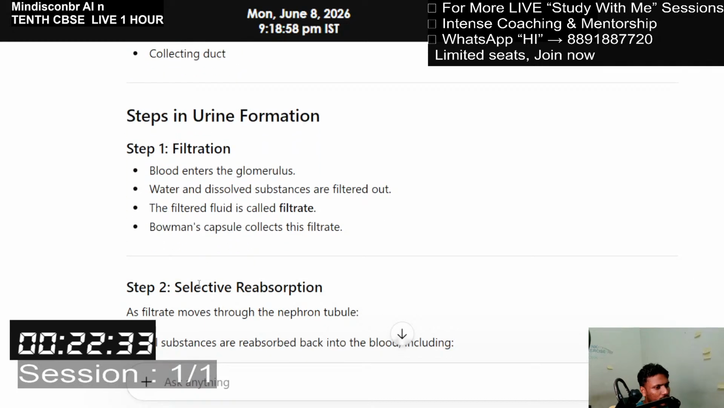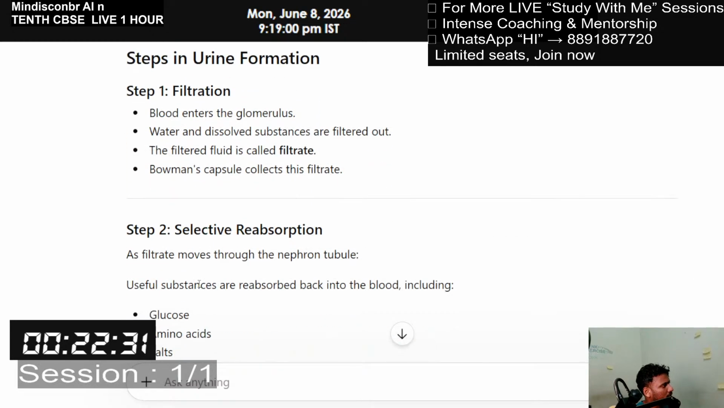Steps in urine formation. Filtration. Blood enters the glomerulus, and water and dissolved substances are filtered out. The filtered fluid is called filtrate. The Bowman's capsule collects the filtrate.